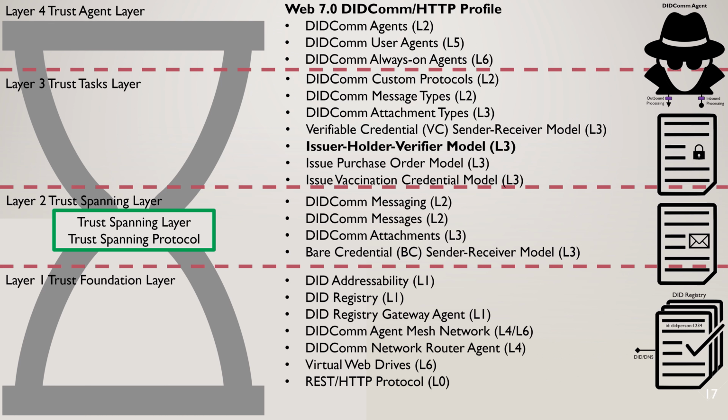Where do these fit into the Web 7.0 Trust Spanning Layer framework? They, again, are derived from verifiable credentials, so they have to be at least in layer 3 or higher, and they are here. The issuer holder verifier model is here in layer 3, and it in turn is based on the verifiable credential sender receiver model, which in turn is based on the bare credential sender receiver model in layer 2.